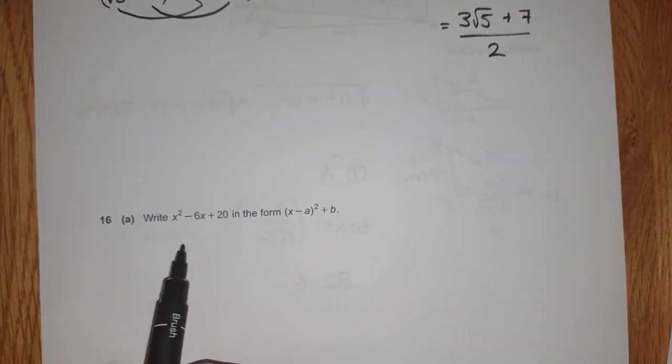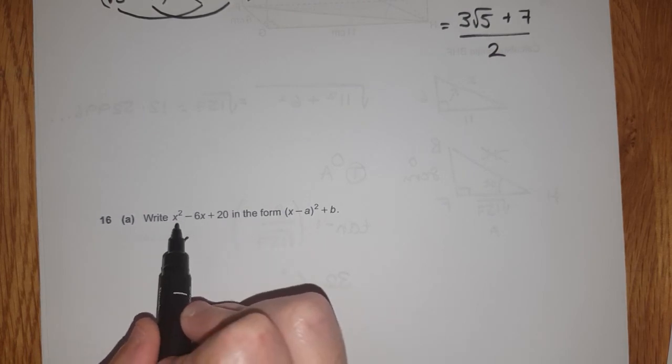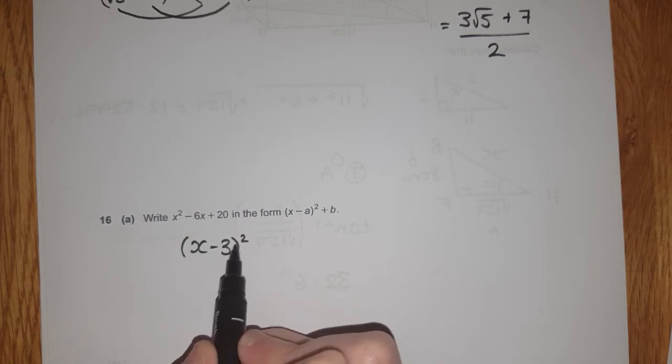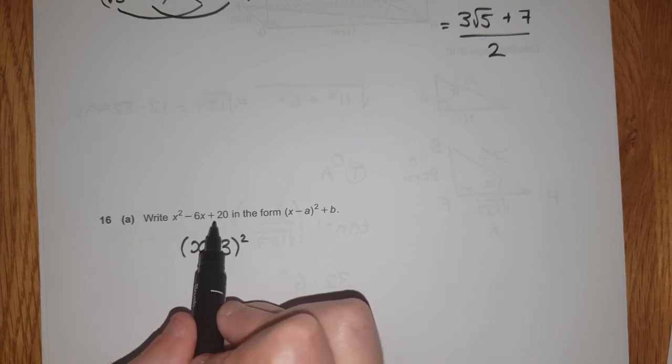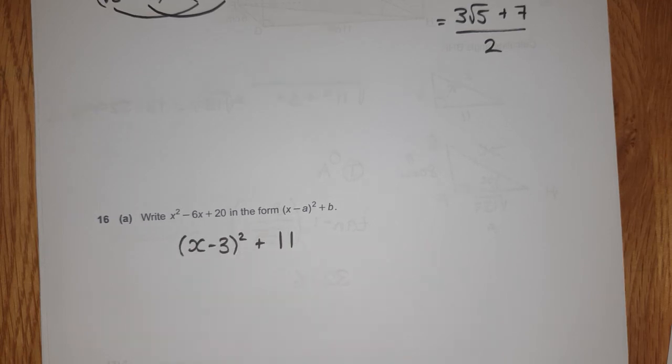Right, this one, it might also come up as complete the square. Okay, this is the one where you half the middle term, so I get x minus 3 all squared. Minus 3 squared is going to give me 9. I don't want 9, I want 20, so I need to add on another 11. So half your middle term, that term squared, and then work out what more or what less you need to get to the answer they asked for.